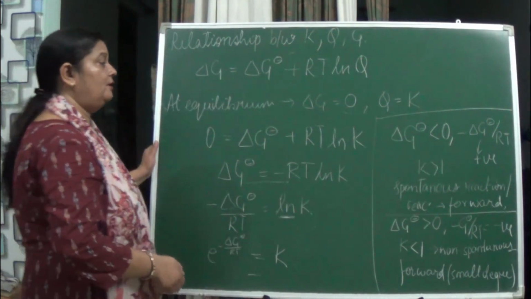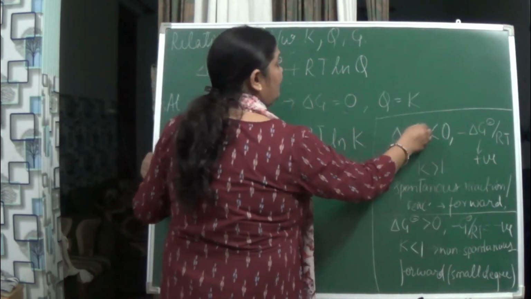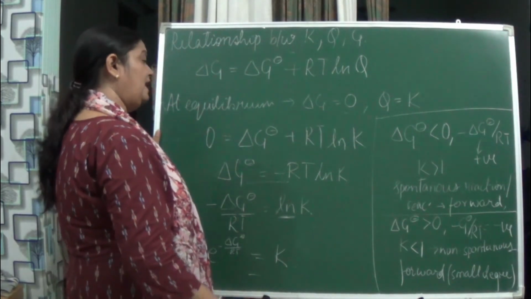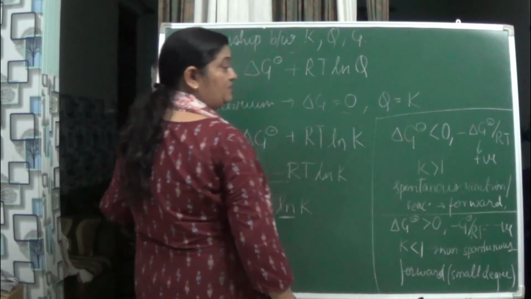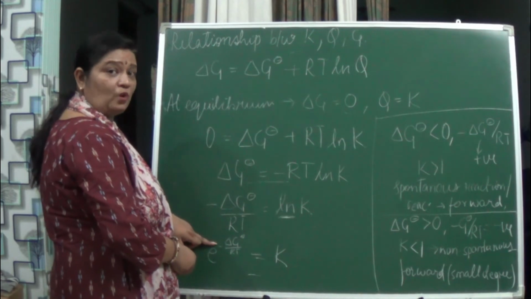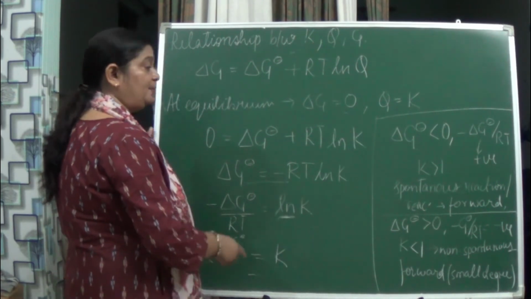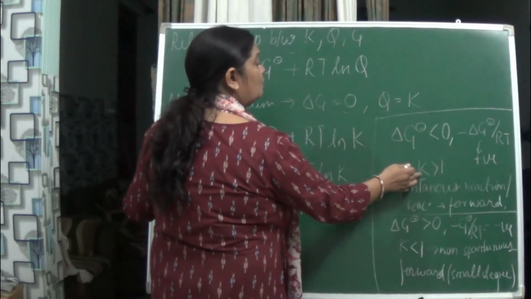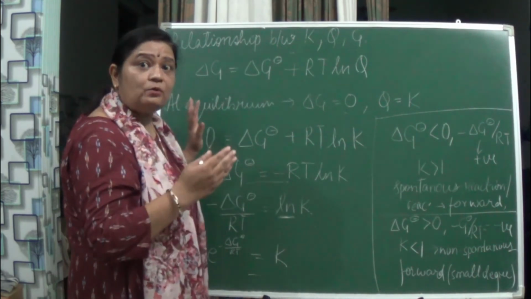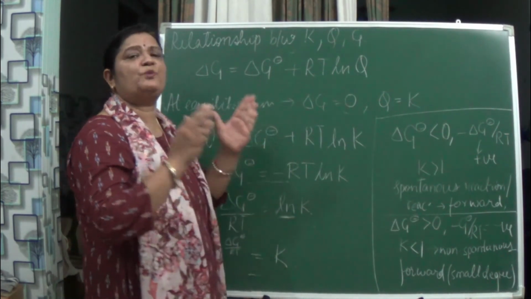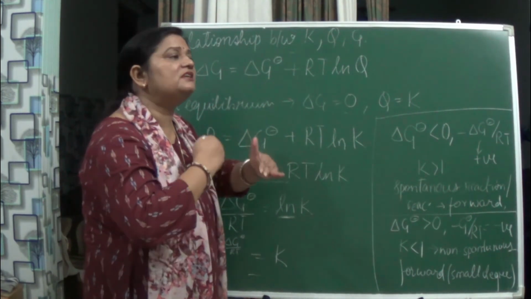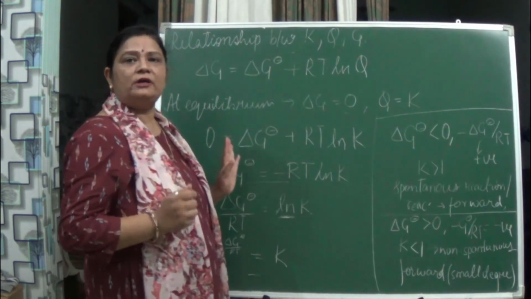Now if the change in standard Gibbs free energy is less than 0, so now what will happen? If it is less than 0, it means it is negative, and when we multiply negative into negative, it becomes positive. So here this equilibrium constant will be greater than 1. And if it is greater than 1, what happens? The reaction becomes a spontaneous reaction. And if it is a spontaneous reaction, it means the reaction is moving in the forward direction.